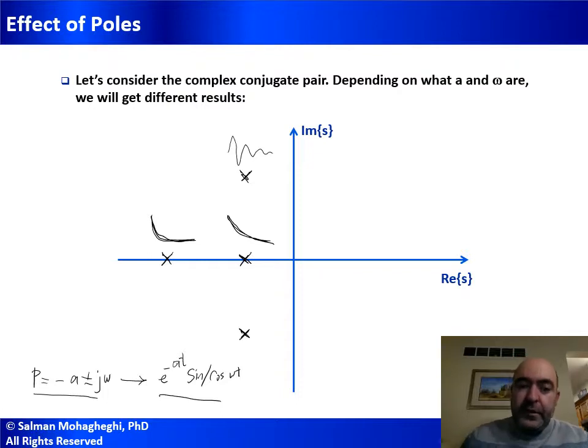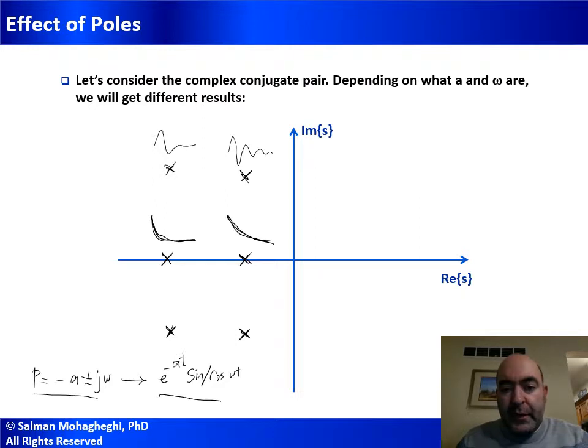If I follow the same logic as before and I move this pole a little bit to the left, farther away from the j omega axis, I will have the same shape, except that notice because the exponential decays faster, I will have an exponential multiplied by sine, so the sine is going to go down to 0 faster than before.